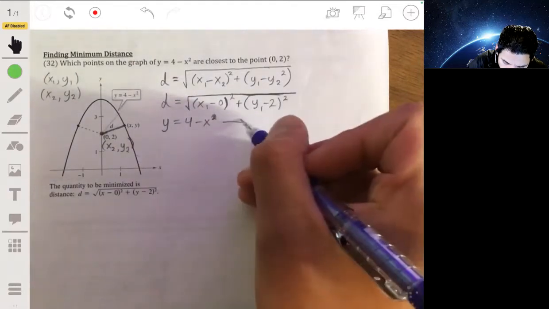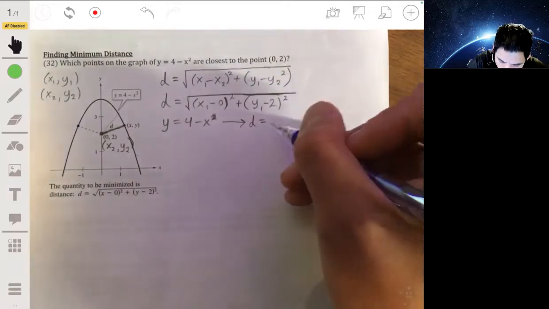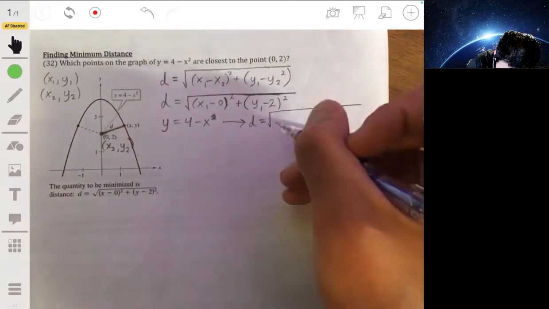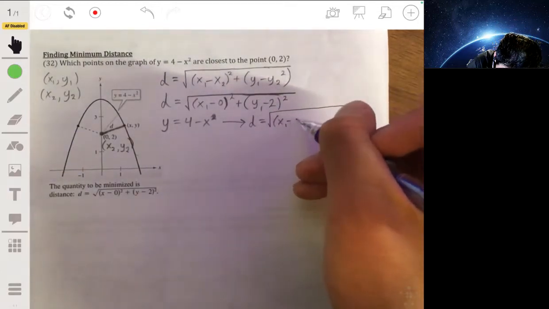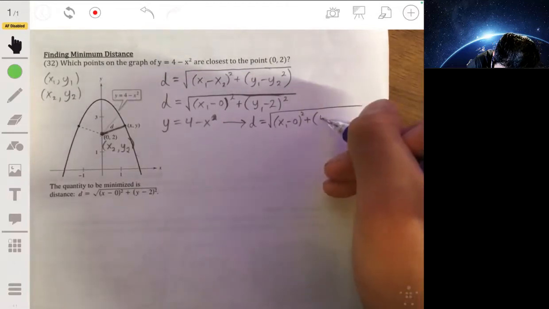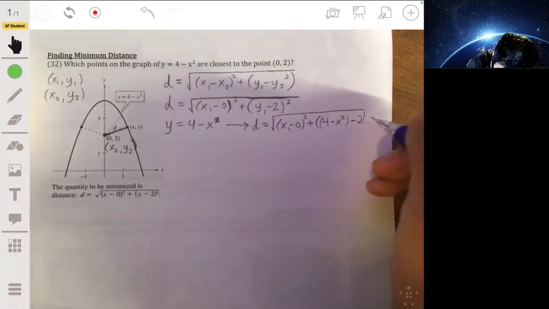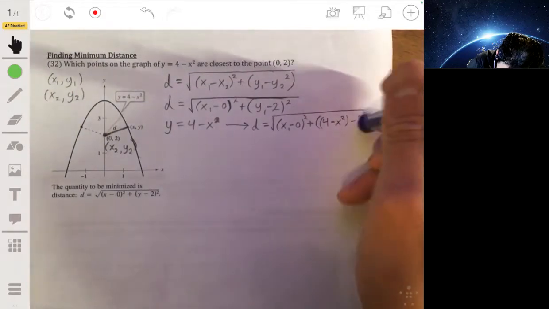And so then that'll give us that the distance equation will be the square root of x minus 0 squared plus 4 minus x squared minus 2, all squared within there.